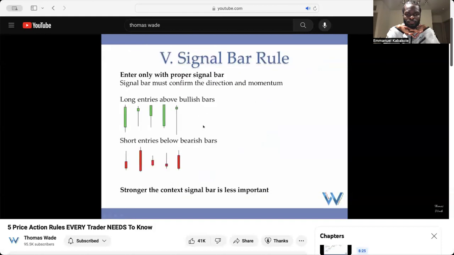The fifth price action rule that you need to follow is the signal bar rule, which means you only want to take longs above bullish bars and you only want to take shorts below bearish bars. You only want to enter with the proper signal bar. Signal bar must confirm the direction and the momentum of the market. These are a few examples of good bullish bars that you want to go long above. And these are just a few examples of good bearish bars that you want to sell below.